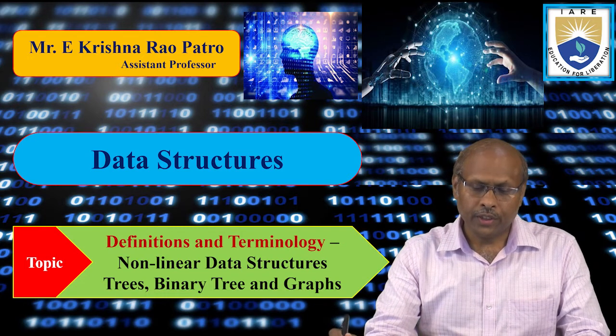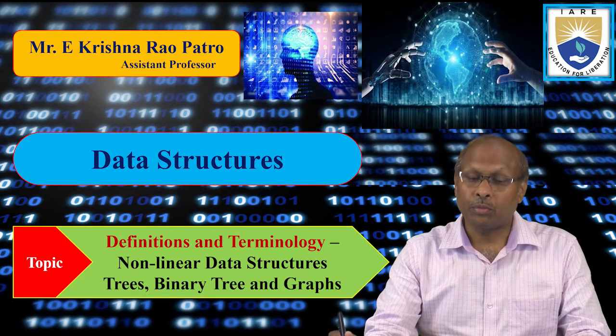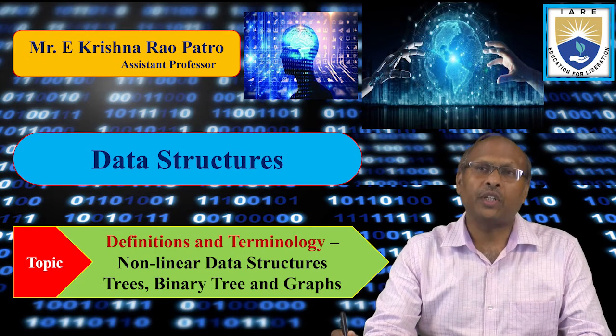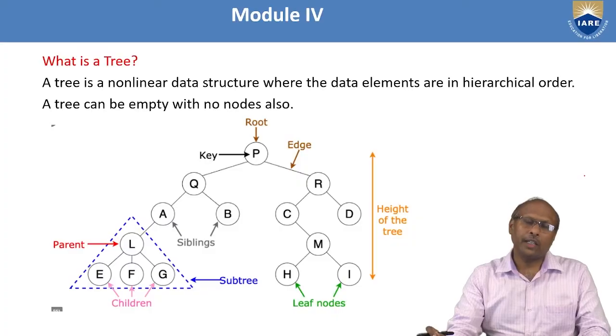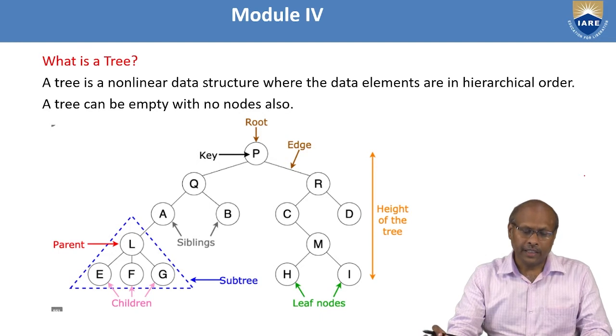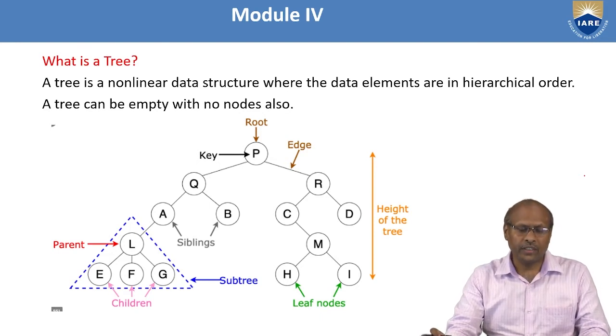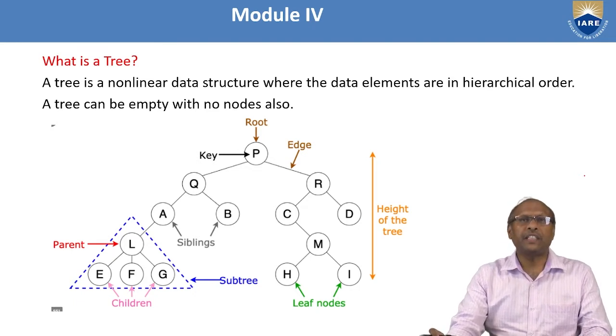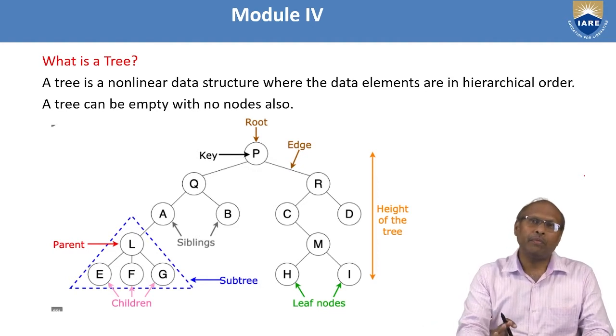So today we will see the definitions and terminology of Module 4, where we will talk about trees and graphs. In the previous session we have seen the details about trees and graphs. Now we will see only the definitions and terminologies related to trees and graphs. First we will see what is a tree, because most of the time in exams they may ask the question, what is a tree? Then you have to write it in a simplified form with a diagrammatic representation.